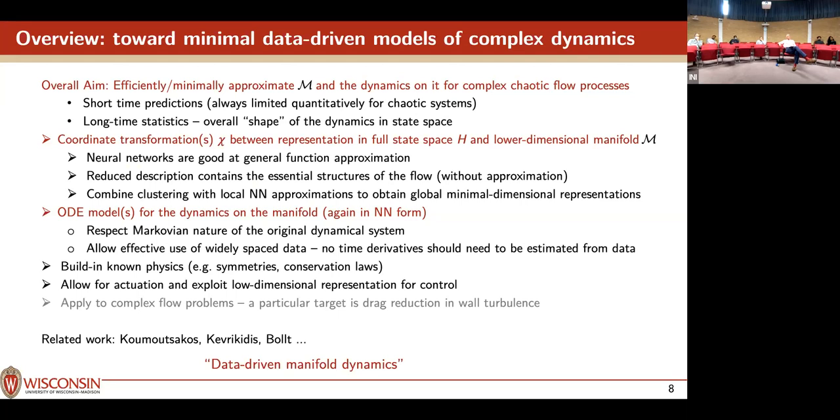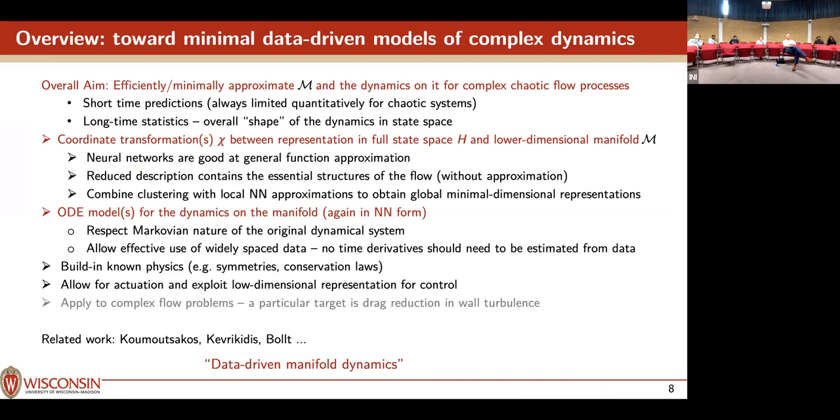So our original dynamical systems are Markovian. And so we want the reduced dynamical systems to be Markovian. All right. So we're not going to use past history to predict the future. Okay. We would like to be able to use data that's spaced far enough apart, but where you're not going to try to approximate time derivatives, for example. This is in contrast to some other methods which explicitly either need time derivatives or good approximations of them to do the model. I'm not going to talk too much about building in known physics, though we've done a little bit of this with respect to symmetries. I'll talk about that in a couple of cases.